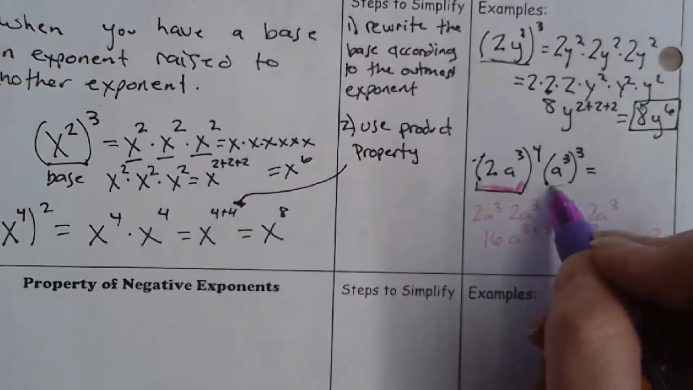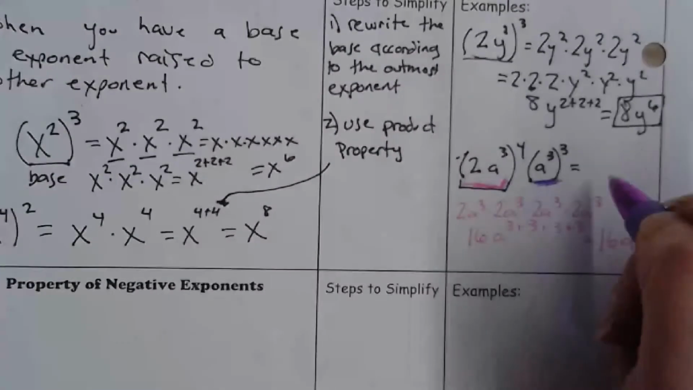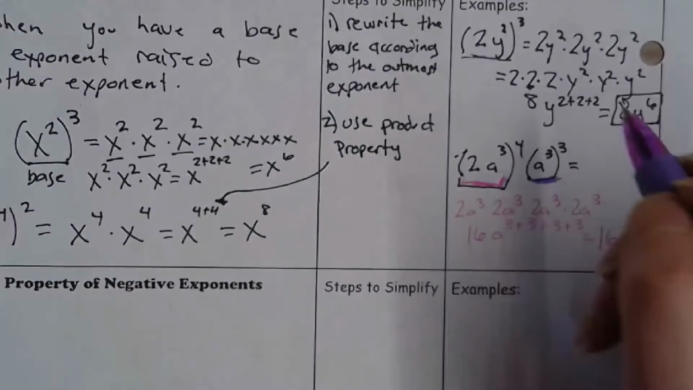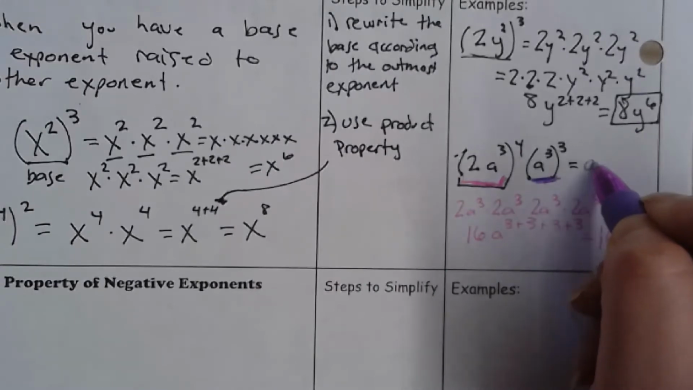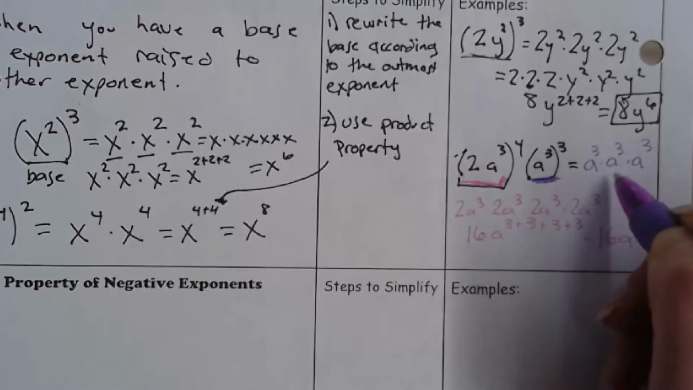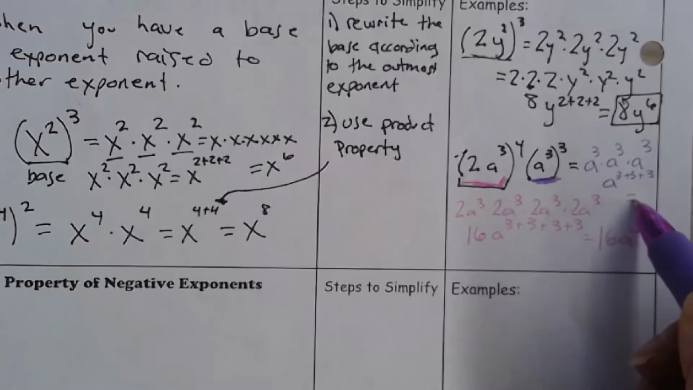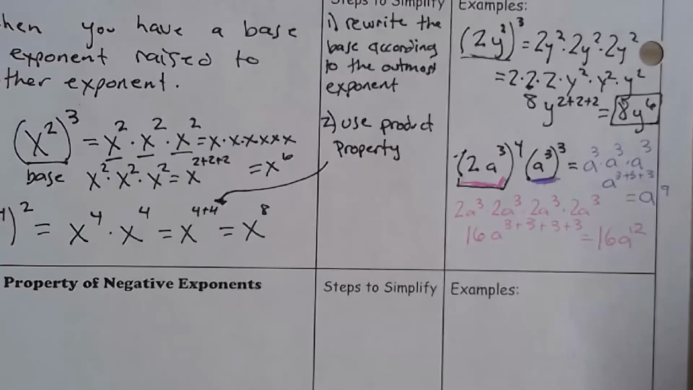Okay, I'm going to do my second part, let's see, in purplish blue. I'm sorry, I'm going to do it right here. So this is a cubed times a cubed times a cubed, which we know is a, 3 plus 3 plus 3. So 3, 6, 9 equals a to the 9th.